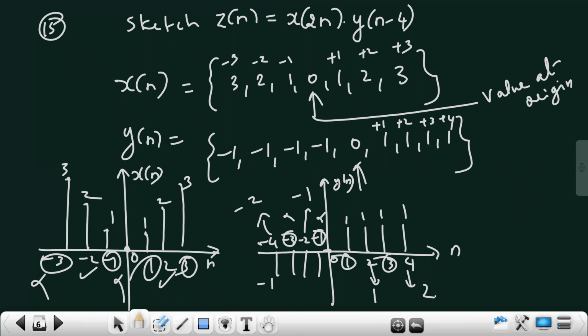Sorry, but you are finding y of n minus 4, right? You are not compressing y of n. You are compressing only x of n. So you have to shift this y of n towards the right side by 4 units. So do this.